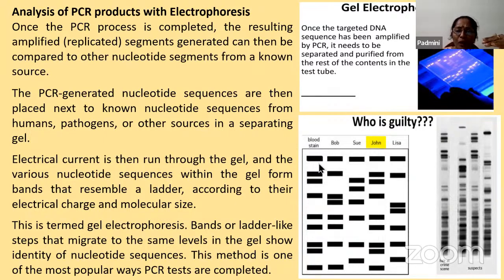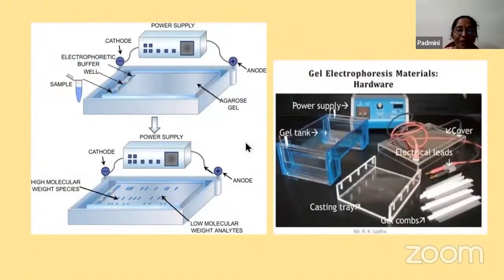Now, how is this and what is this? I'll come back to this picture, but I want to show you all how this gel electrophoresis looks like. Now, this is what this gel electrophoresis looks like. So you have this gel tank, and that is the casting tray.